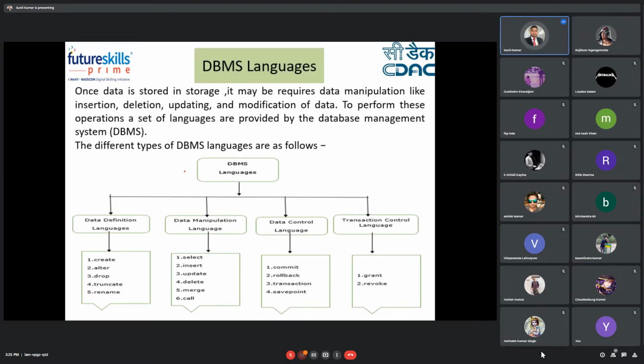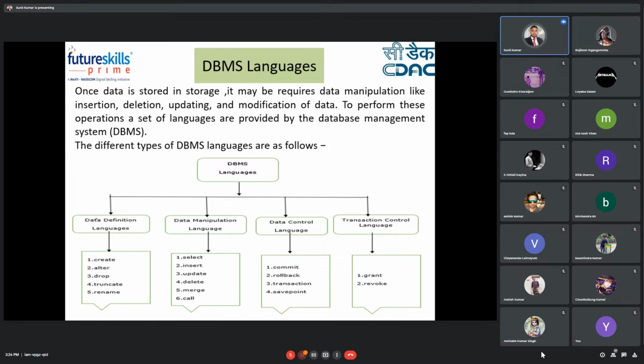Now DBMS language, because it's very important. We have studied data, after that we have studied database. Now DBMS language, because until you have a language, how will you interact with your database, right? If you want to do any course, you should know the basics of that course. So DBMS also has its language. It provides the facility to create, insert, delete, update, or modify as per the user's requirement.